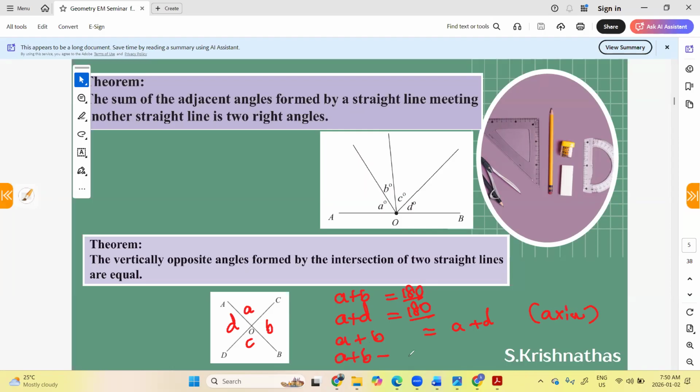A plus B minus A is equal to A plus D minus A. I subtract A on the left side and the right side. Then we obtain B is equal to D. Here also an axiom. What is the reason? I subtract equal quantities from the equal quantity. So we can apply the same thing for the other side also.